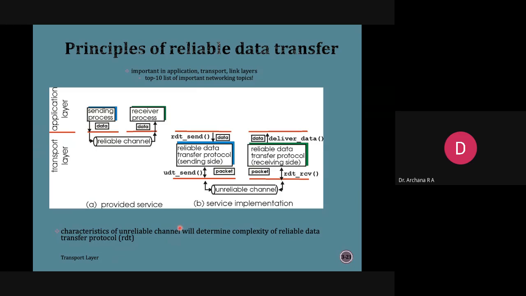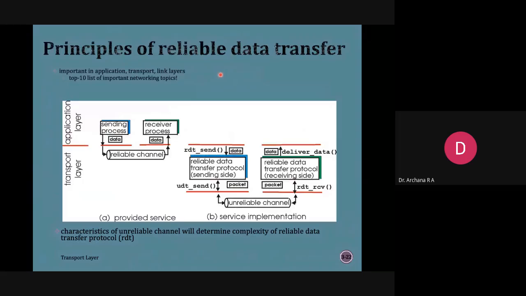I mentioned already, it is important in the application, transport and link layers, in the top 10 list of important networking topics. Reliable data transfer is one of the problems. If we consider network issues, one among the network issues will always be related to reliable data transfer.